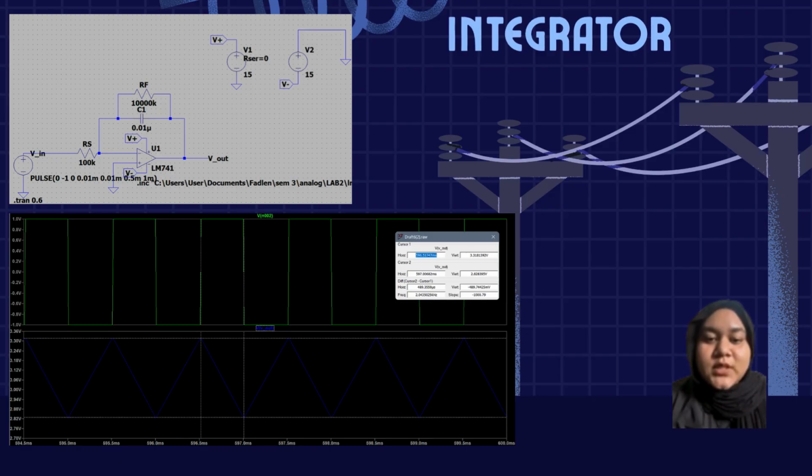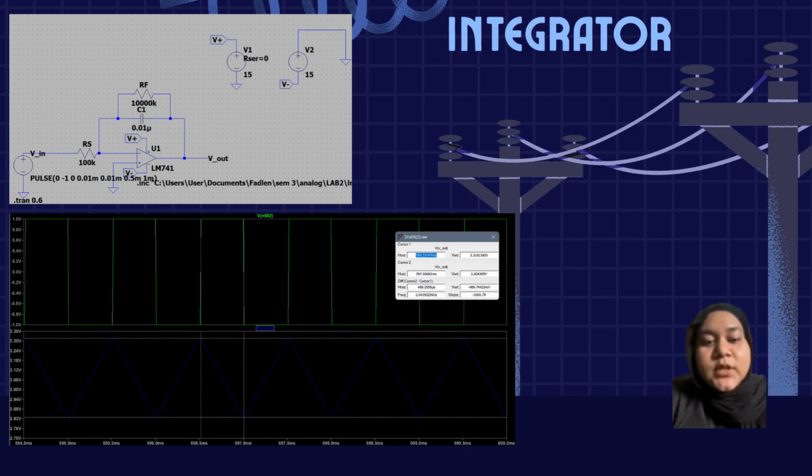Then we have input resistor, which is RS. While C1 performs the integration, RS is essential for the circuit operation. It converts the input voltage into a proportional input current that flows into the capacitor. The RS-C1 product determines the time constant and the scaling factor of the integration.